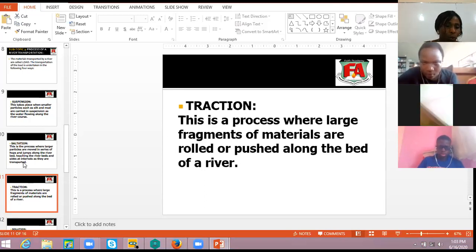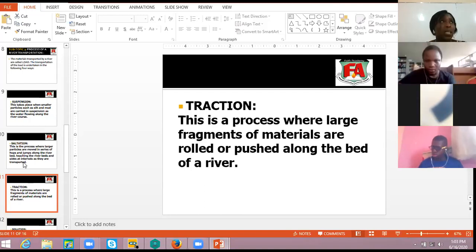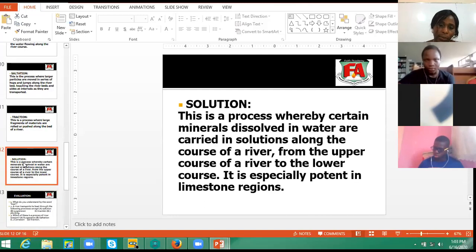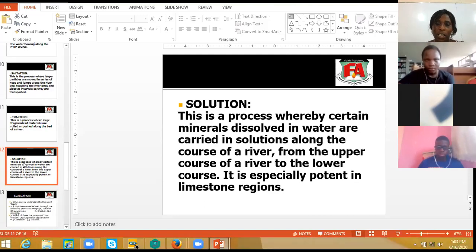We are going to look at the next point, which is solution. Now, for solution, this is the process where certain minerals dissolve in water.